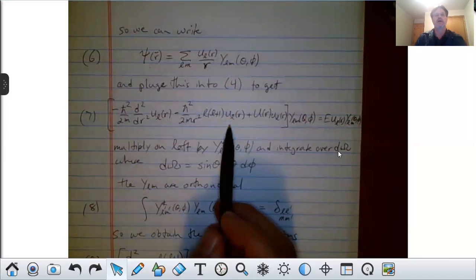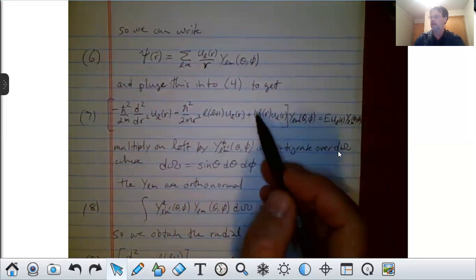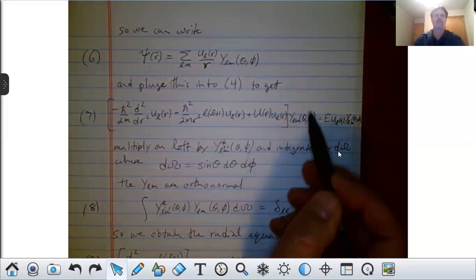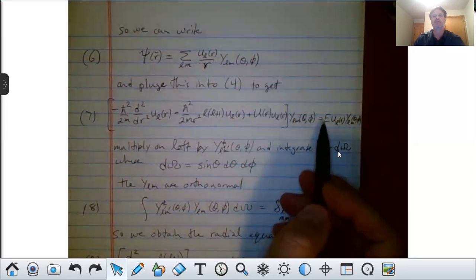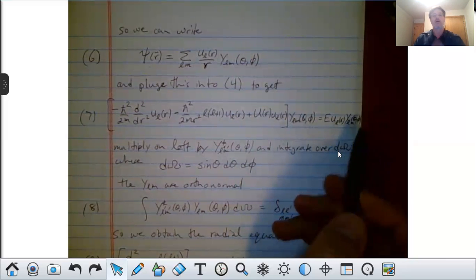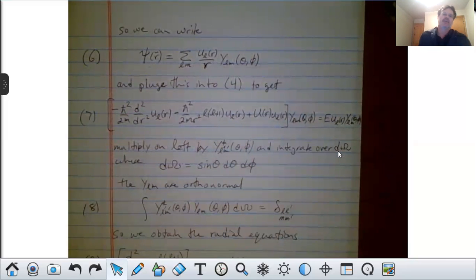I get my U sub L, the R ends up canceling out if you work through it. And then I get my potential energy function times U_L of r, and I get all of that multiplied by my spherical harmonic. On the right-hand side, I get the total energy times U_L of r Y_LM. Now, you could say, well, now I can just cancel out the Y_LMs, right? And I guess that would work.